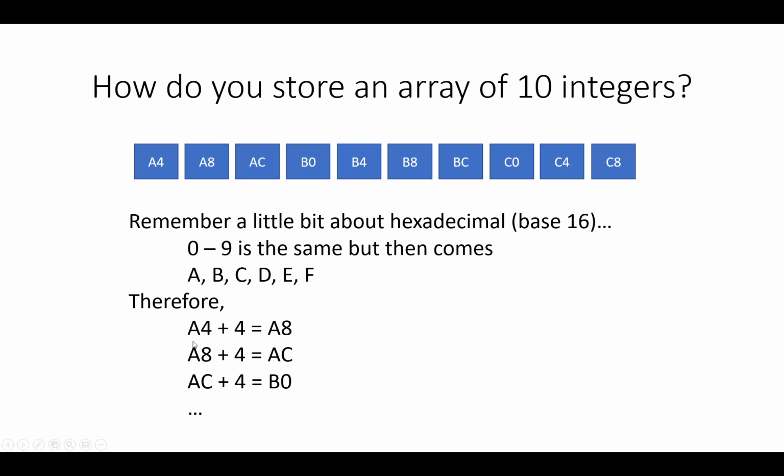And as a quick reminder, A4 plus 4 is A8, A8 plus 4 is AC. Why is that the case? Well, because 8 plus 1 is 9, 8 plus 2 is 10, which would effectively be A, plus 3 is B, and 8 plus 4 is C.